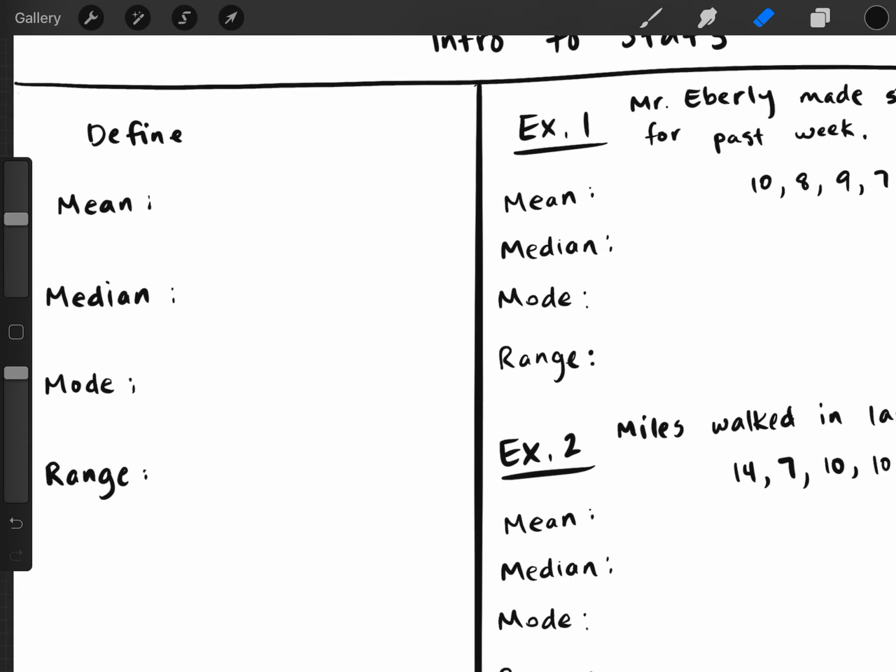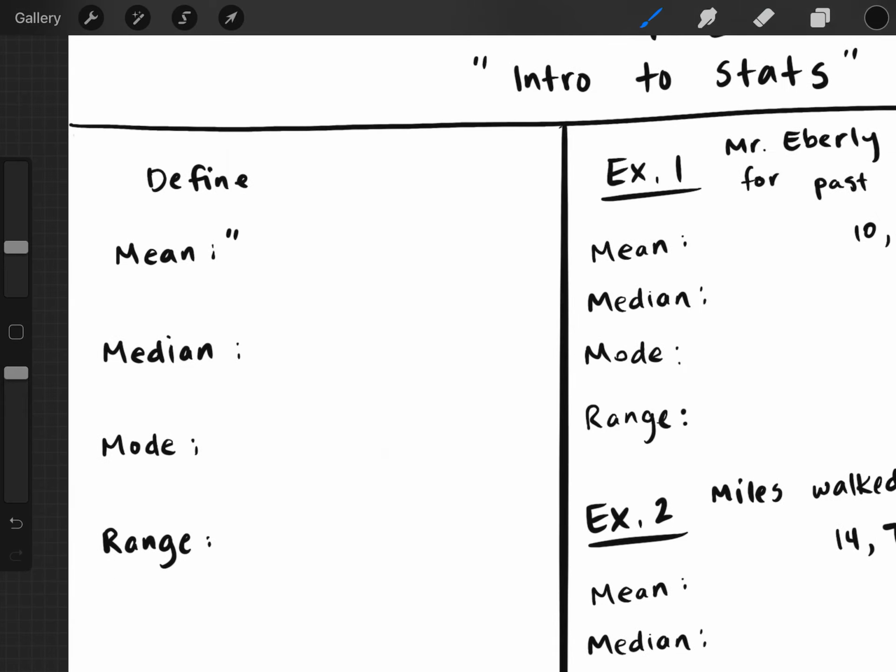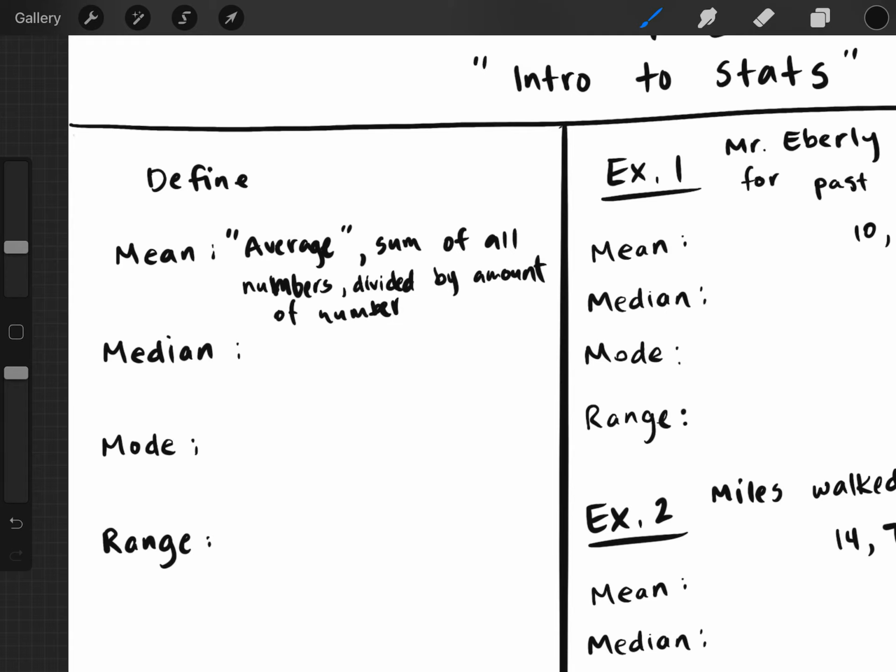But let's just write down some quick definitions here. And this is just an introduction. The mean, we also refer to that as the average. It's all of our numbers added up and then divided by however many numbers there are. So let's just say sum of all numbers, divided by amount of numbers. That's just a definition there.